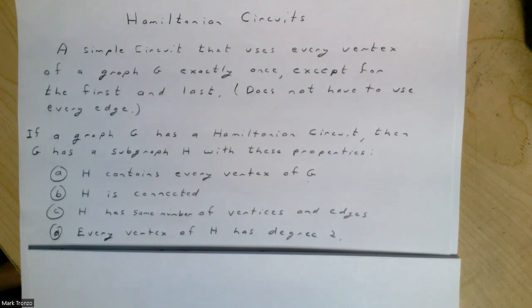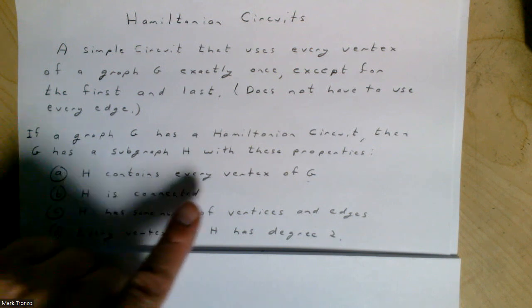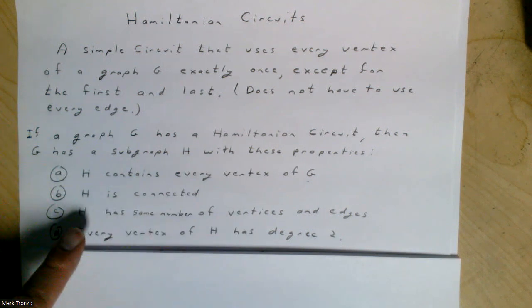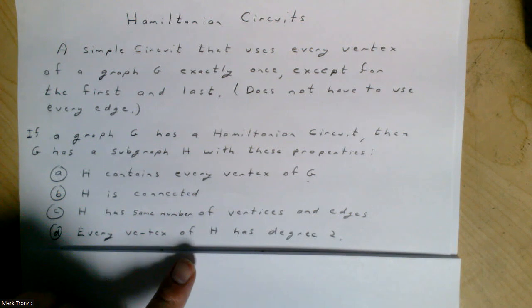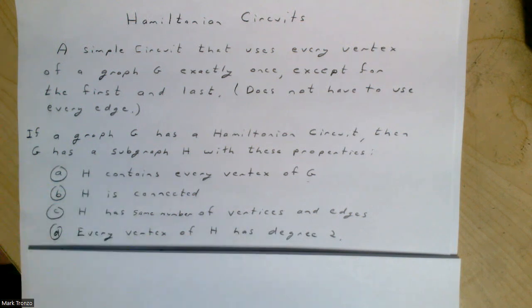So if you have a Hamiltonian circuit, you'll be able to find some subgraph that contains every vertex of G, it's connected, has the same number of vertices and edges, and every vertex of H has degree 2. If you can't find any subgraph with all 4 of these properties, then you do not have a Hamiltonian circuit.